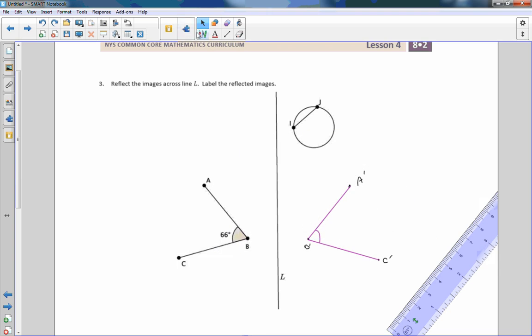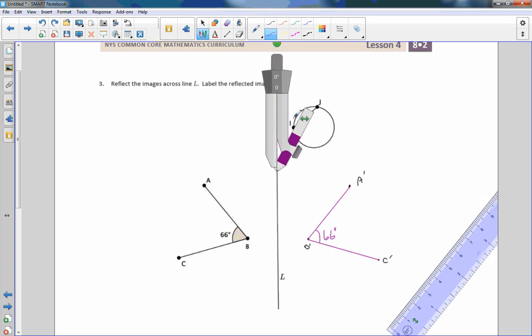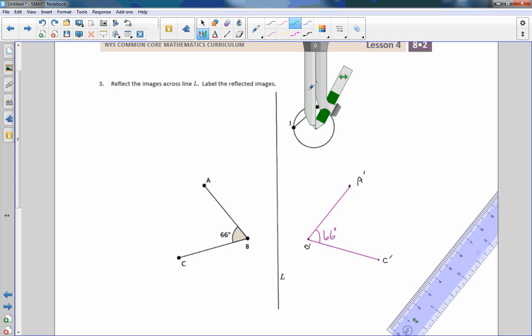So we now have confirmed that if we reflect something across a line, reflections preserve angle measures. 66 degrees, 66 degrees. Okay, now I'm going to take my compass. This is the only way we can do this on paper. And let's change the color to green. And I need to find the center of the circle for starters, so let me do that.